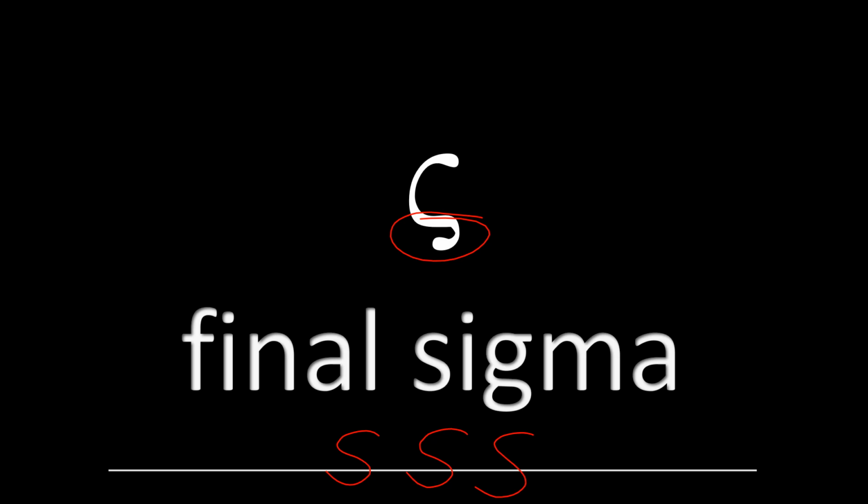So we have a sigma, which shows up anywhere except the very final letter of a word. And if we have a final sigma, it'll be this final sigma form. It looks like an S. So that won't hurt your feelings at all. So that's a final sigma.